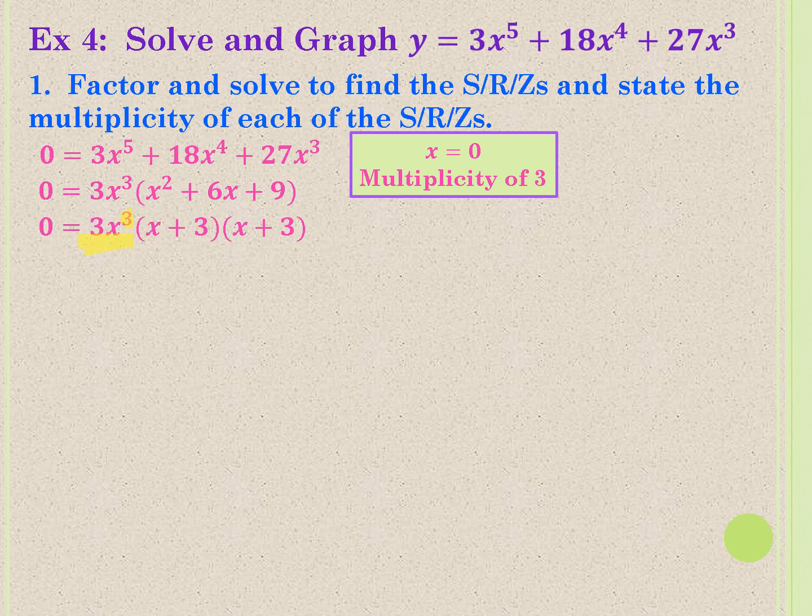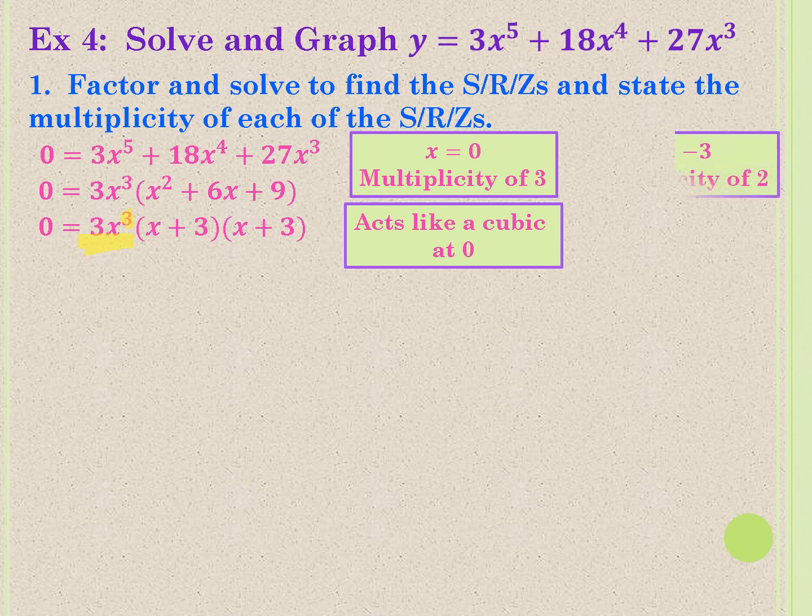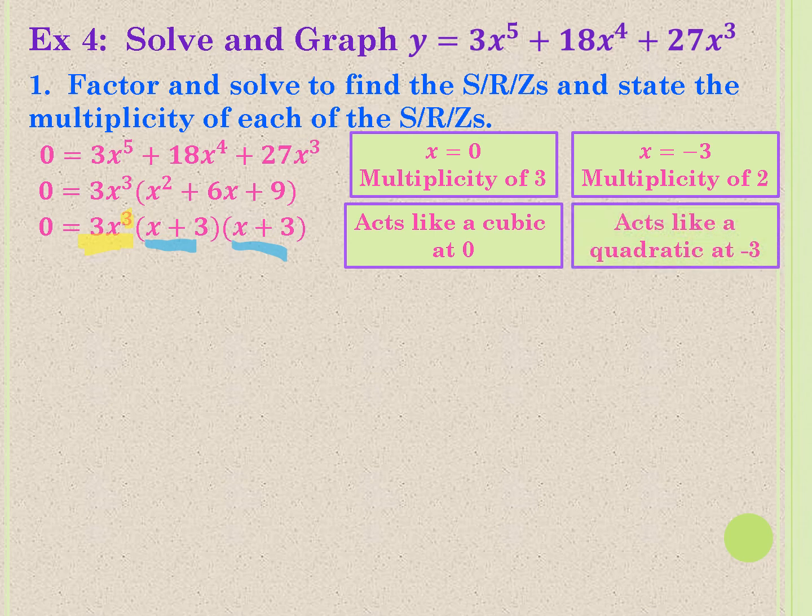And then we look at our next one. Our next intercept is -3. Now, that has a multiplicity of 2 because it appears twice. So, since it has a multiplicity of 2, it's going to bounce, but it's also going to look like a quadratic when it bounces. Okay, so we found our zeros.